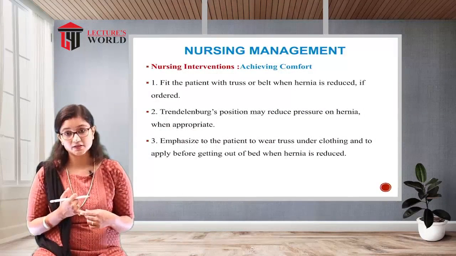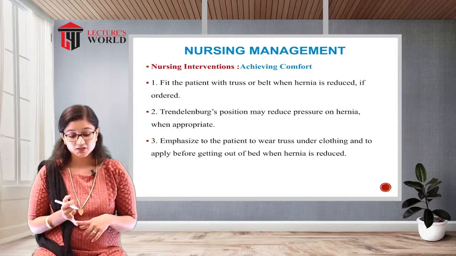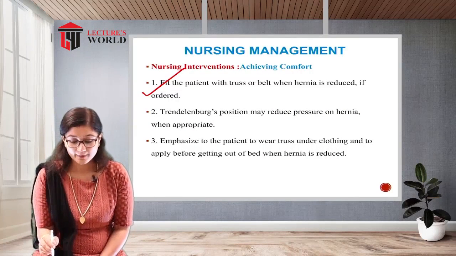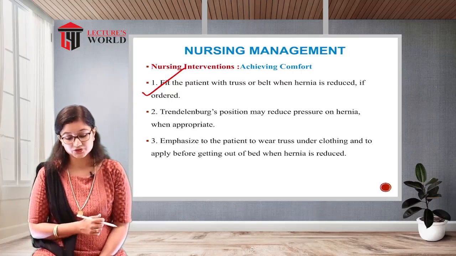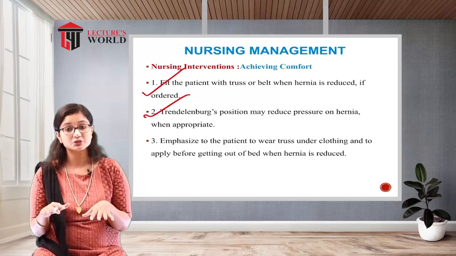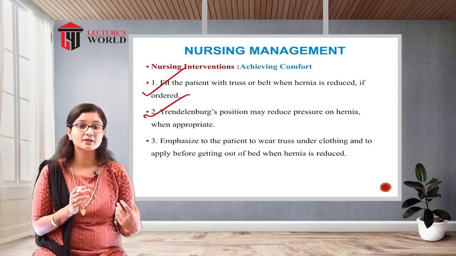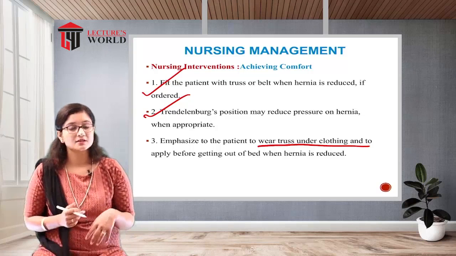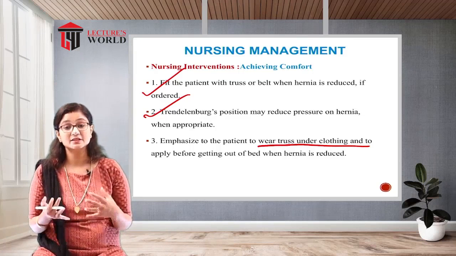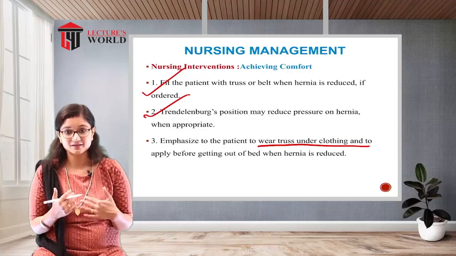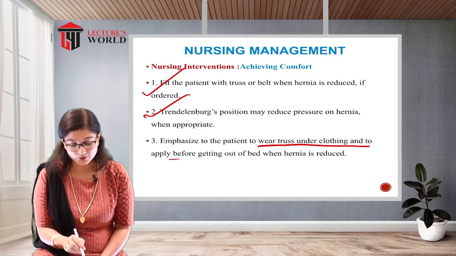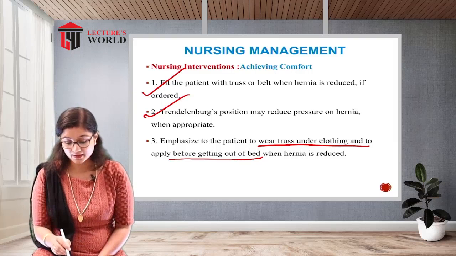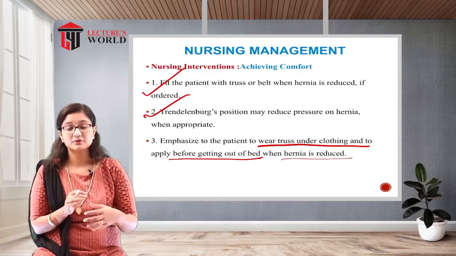The first nursing intervention for the chronic pain is achieving comfort. Fit the patient. Here we are going to teach the patient about the truss or the belt which is going to be used. When the hernia is reduced, if ordered, Trendelenburg's position may reduce pressure on the hernia, so this position can be given so that the organ can go back into the abdominal cavity. Emphasize to the patient to wear the truss under clothing because it's not comfortable otherwise. Body image disturbance can be there when he wears it outside. So it's better that he wears it inside the clothes, and applies it before getting out of the bed. He should always apply it before getting out of the bed. I told you the reason behind it: when the hernia is reduced, the abdominal contents won't be coming out when he is in the supine position.